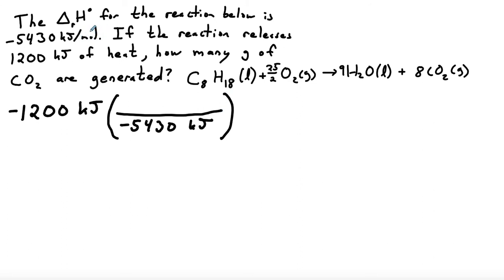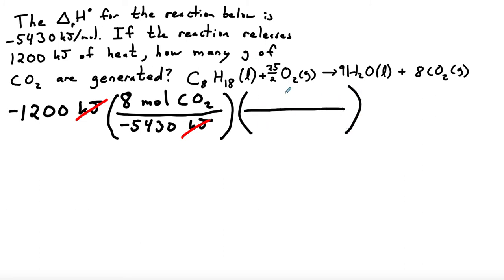Well, per what mole? So for 1 mole of this, or for 25 halves moles of this, or 9 moles of this, or 8 moles of CO2. So for 8 moles of carbon dioxide. And so that's going to allow us to cancel our units of kilojoules, and we're going to have units of moles of carbon dioxide, which is what we want. And actually, for our final answer, we want to put that into mass. So we need the molar mass of carbon dioxide. So we've got 44 grams of carbon dioxide for every 1 mole of carbon dioxide.